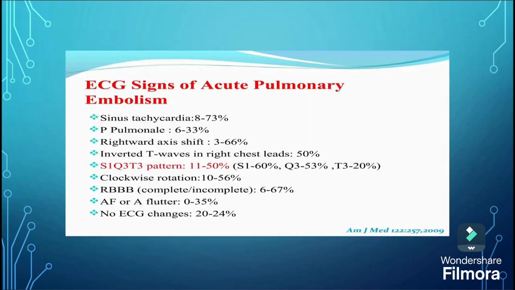ECG signs of acute pulmonary embolism. So sinus tachycardia is there in 8 to 73%. P pulmonale, rightward axis shift, inverted T wave, S1Q3T3 pattern, clockwise rotation, RBBB, atrial flutter, and no ECG changes. So these are the signs of pulmonary embolism.